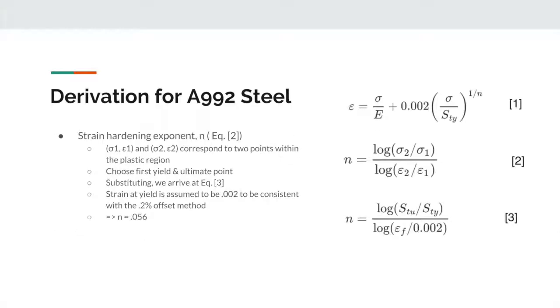So in order to solve for the Ramberg-Osgood equation, we first have to solve for our strain hardening exponent, which is unique for every material. For this project, I decided to use A992 steel, so we will be running through it with those numbers. To get N, you have to find 2 points within the plastic region. I chose to go with the ultimate point and the yield point because those are the most available values. Substituting for equation 2, we get equation 3, and if we put 65 ksi in for our ultimate strength, 50 ksi in for our yield strength, and 18% for fracture strain and 0.2% for our yield strain, we get a strain hardening exponent of 0.056.